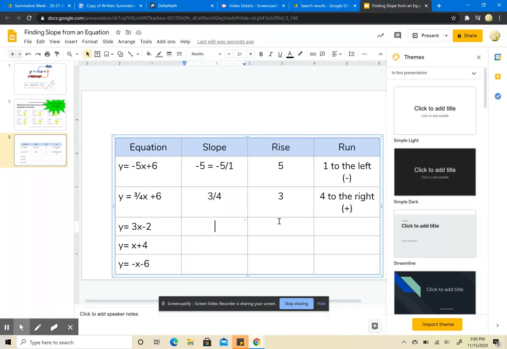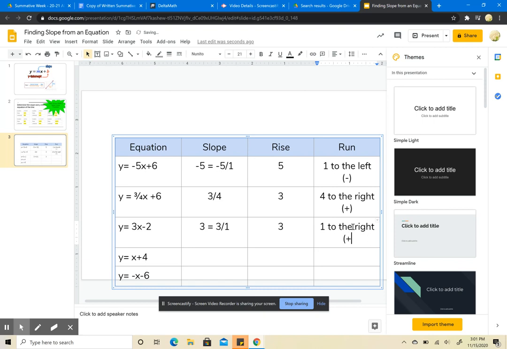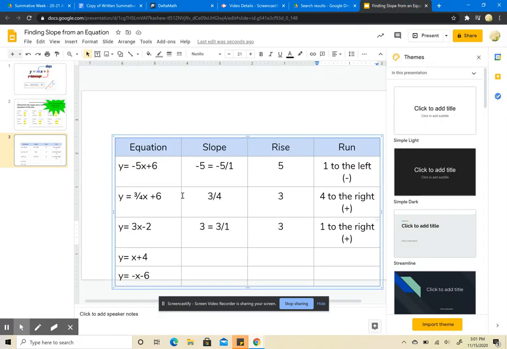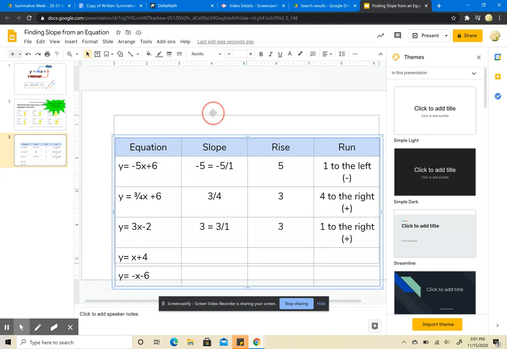Our third example, y equals 3x minus 2. Our slope is 3. I can rewrite any number as a fraction if I do 3 over 1, because 3 divided by 1 is 3. This means my rise is 3, and my run is 1 to the right. Because this has positive 3 slope, I want to make sure it goes to the right. At a point here, I could go upwards 1, 2, 3, and to the right. Now I'm clearly not looking at my y-intercepts correctly here, so let's do that correctly for the next two equations.